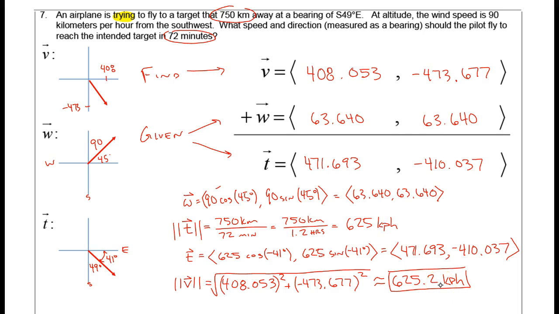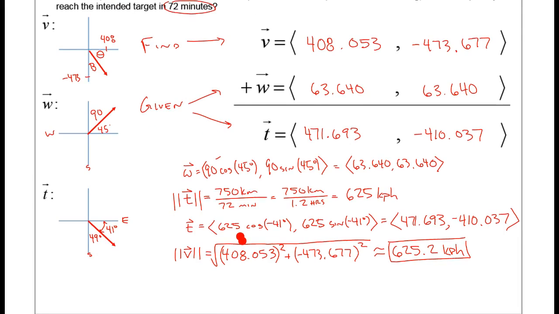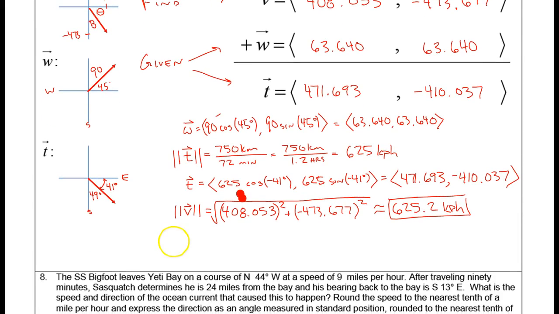So let's take a look at that angle. I'm going to go ahead and call this angle right here theta. And then I'm going to call this angle down here B for our bearing angle. Theta we can get by using inverse trig. Theta is going to be the inverse tangent of negative 473.677 divided by 408.053.